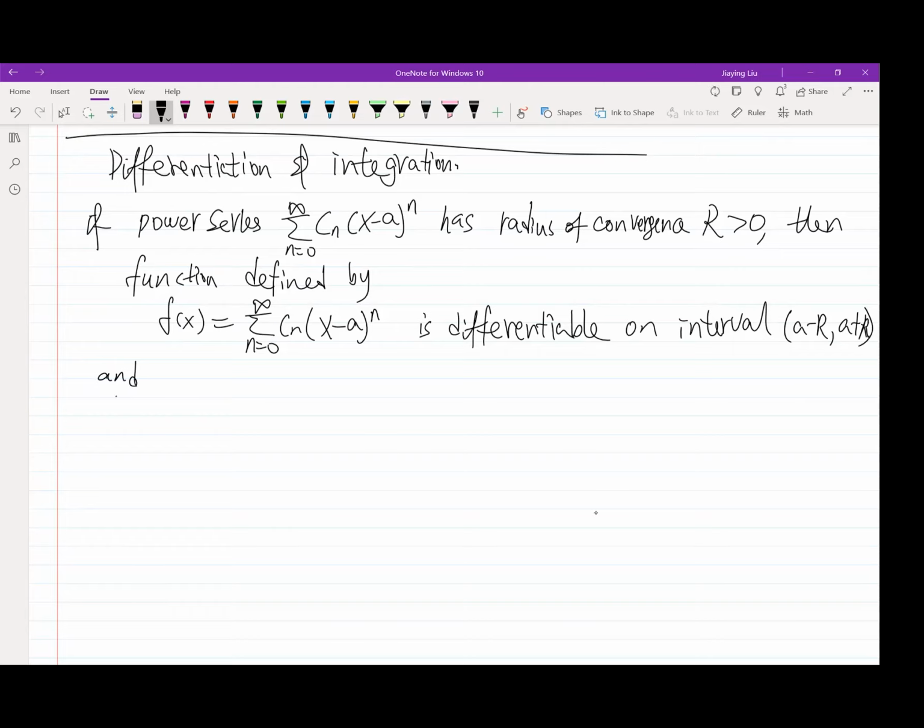And number one, the derivative of f, we can write as f prime of x, which becomes sigma n from 1. So maybe let me highlight it. This is a 1, not a 0. N from 1 to infinity, Cn, just like we normally take the derivative, we bring the exponent in front and the minus 1. So there'll be Cn times n times x minus a to the n minus 1.